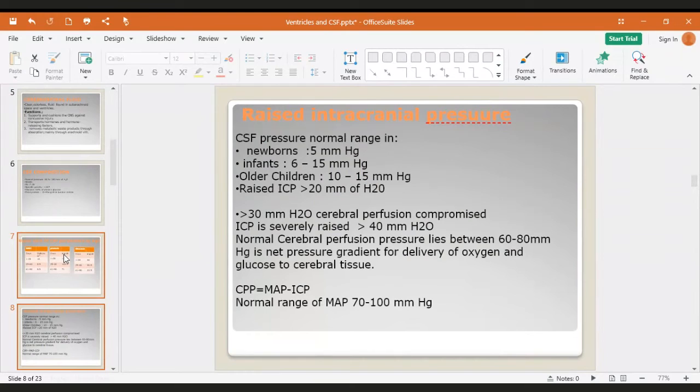Normal cerebral perfusion pressure lies between 60 to 80 mm of mercury and is the net pressure gradient for delivery of oxygen and glucose to the cerebral tissue, that is, to the brain. Cerebral perfusion pressure is equal to mean arterial pressure minus intracranial pressure. If there is increased intracranial pressure, cerebral perfusion is decreased. Normal range of mean arterial pressure is 70 to 100 mm of mercury.